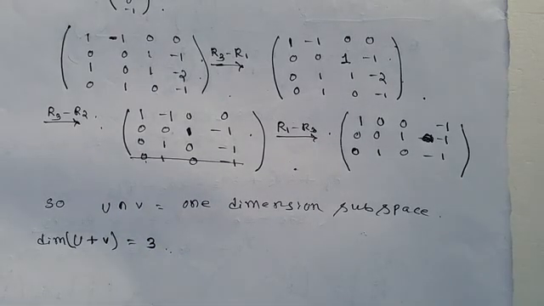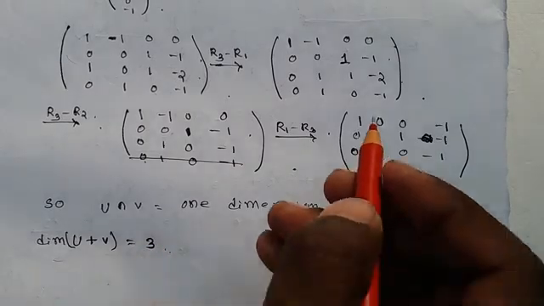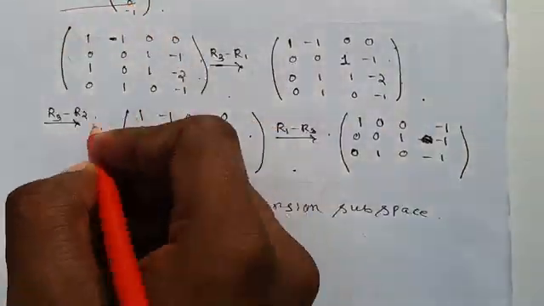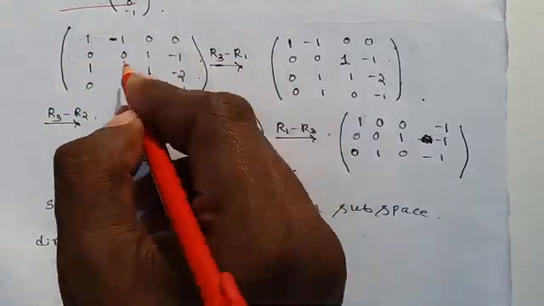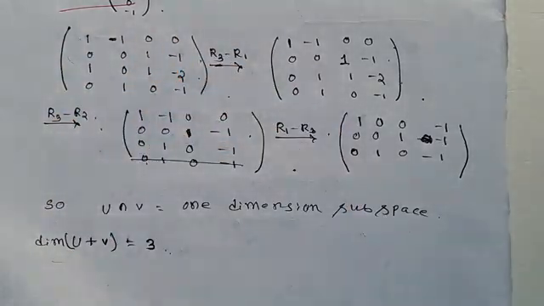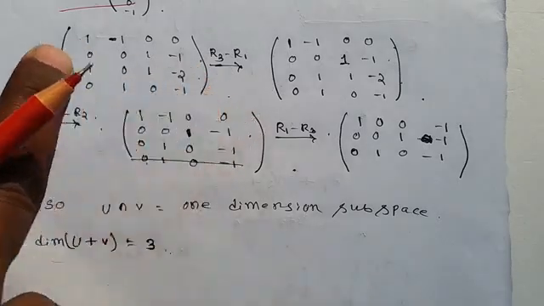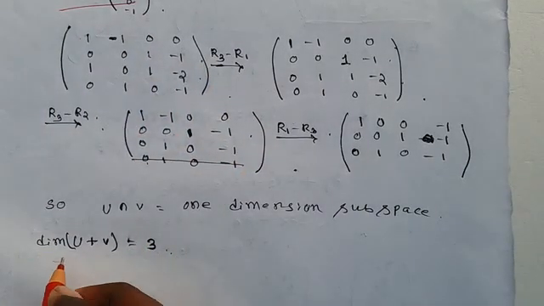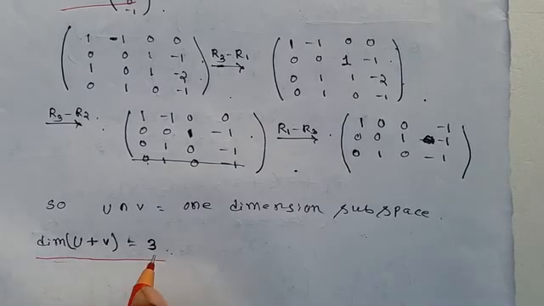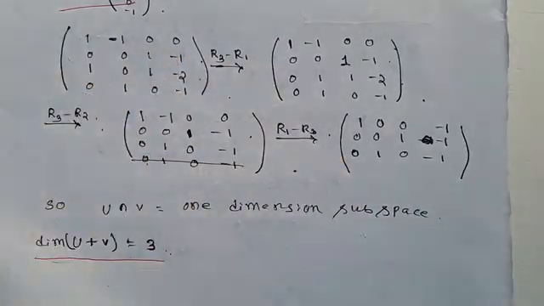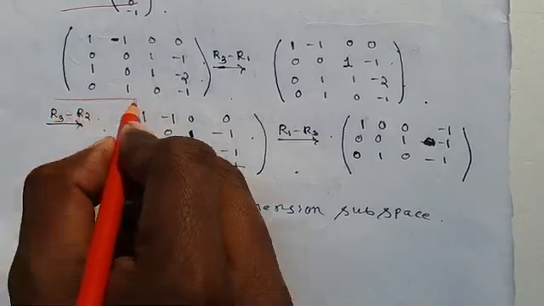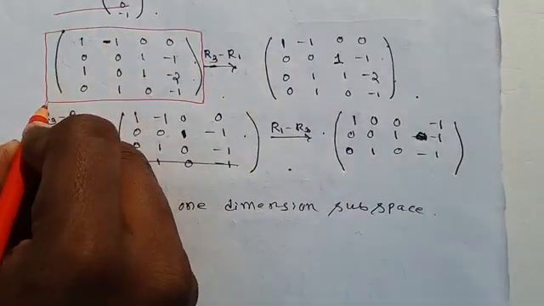You can directly find this. First of all, you find these four vectors and put them in a matrix and find the rank of this matrix. If the rank of this matrix is n, then the dimension of this vector space is n. The dimension of this vector space is equal to the rank of this matrix.